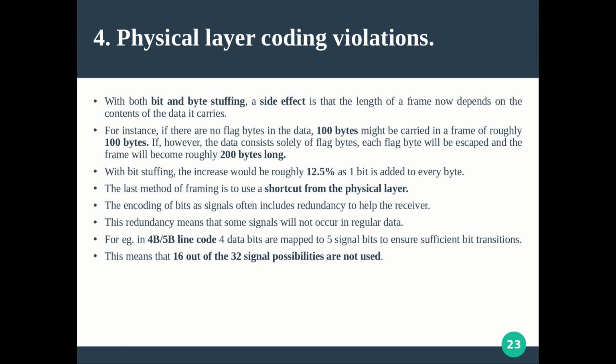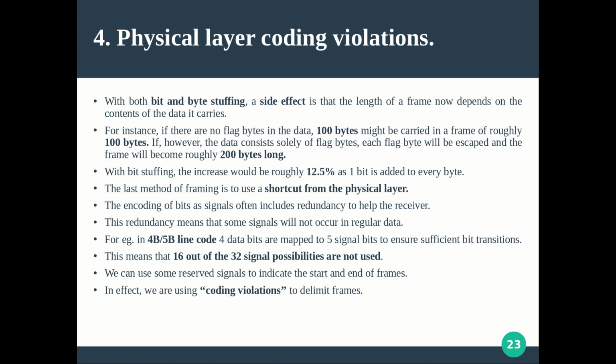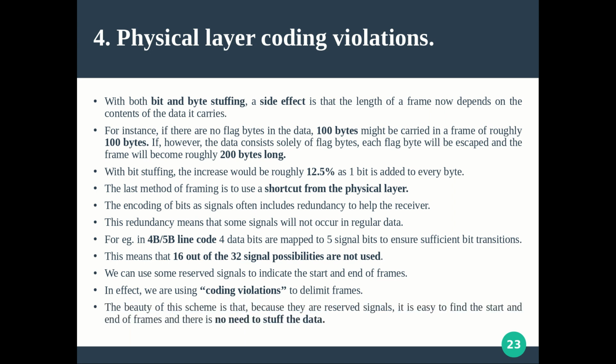So it is a very good solution without any stuffing at all. But we can use it only in cases where this 4B by 5B kind of encoding is used. So we can use some reserved signal to indicate the start and end of the frame. So in effect we are using some kind of coding violation to delimit the frame. As per the coding rule, 16 combinations were valid, and we depend on some invalid combination, so we have gone for coding violation to locate the start and end of the frame.